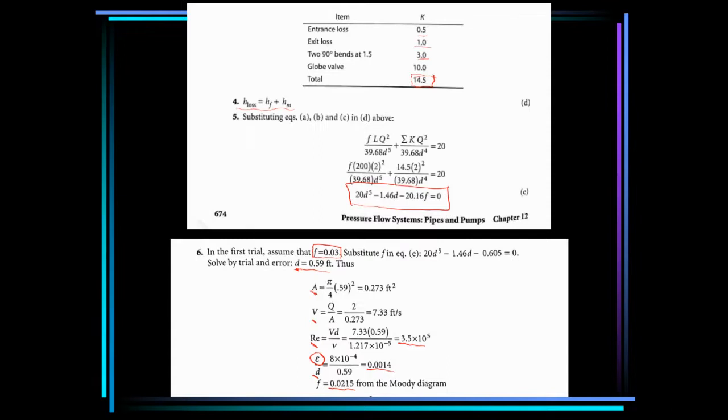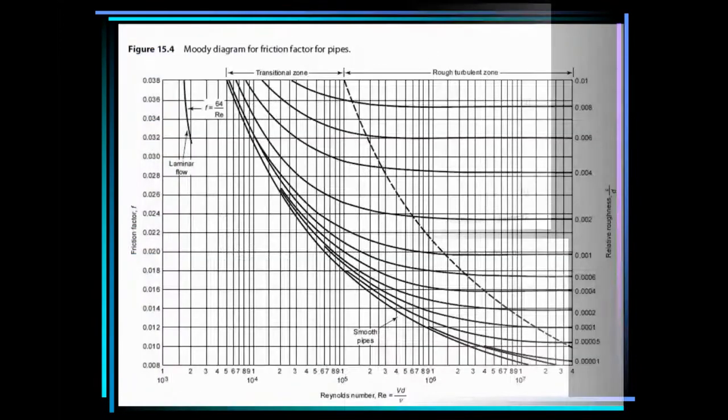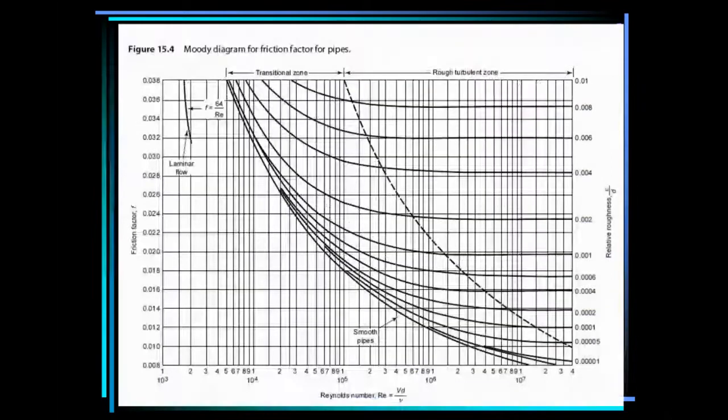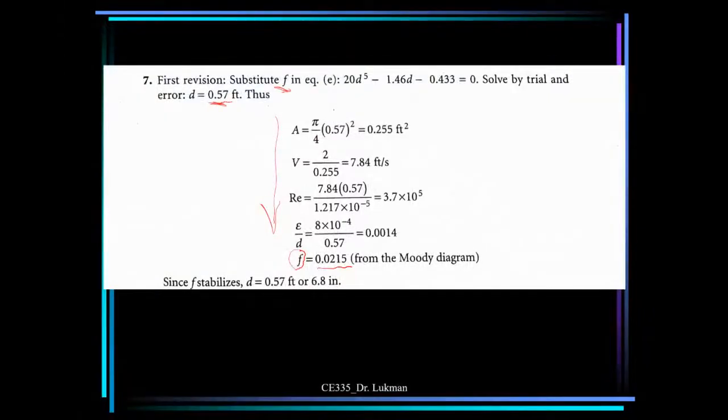So that means we use this value again to find a new D. It's an iterative procedure. Based on the revised value of F, our new D, it was 0.59 before, now it is 0.57. So we now go through the same process and get a new F from the Moody diagram, which is 0.0215, almost the same as what we got before. So in this case, we accept the diameter.